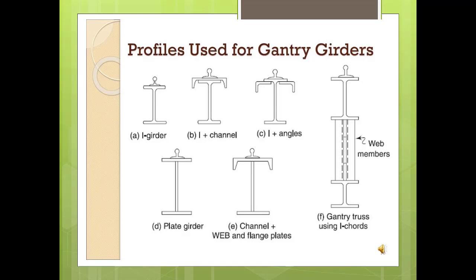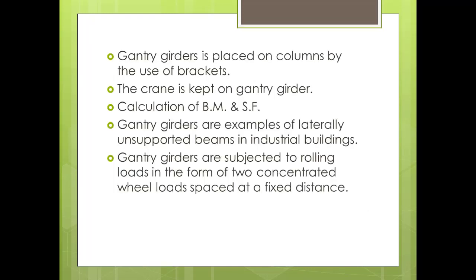Like the first one, we can see only I girder is provided. In the second one, I section is provided with the channel section. Next, the I section is provided with angle sections. So in this way, there are combinations of sections. Generally we use the first three in our gantry girders mostly.